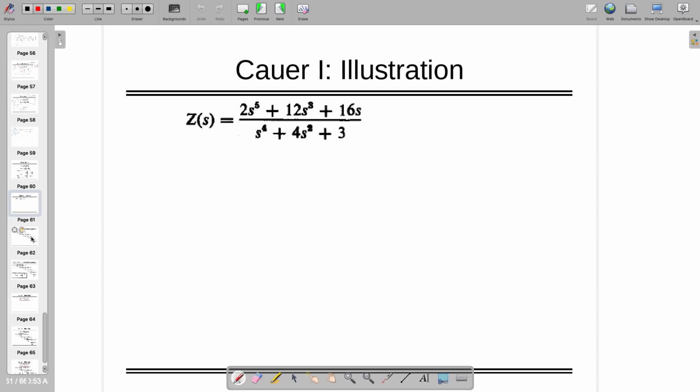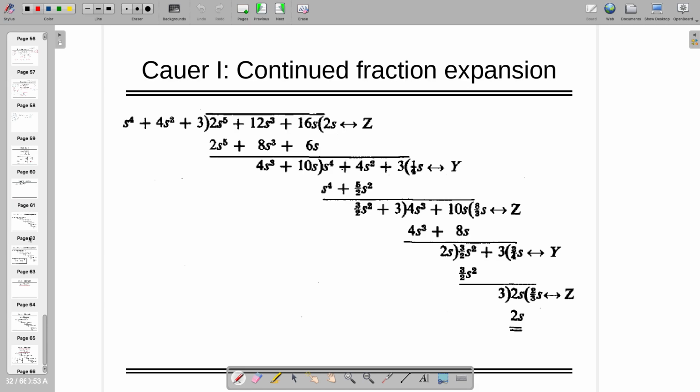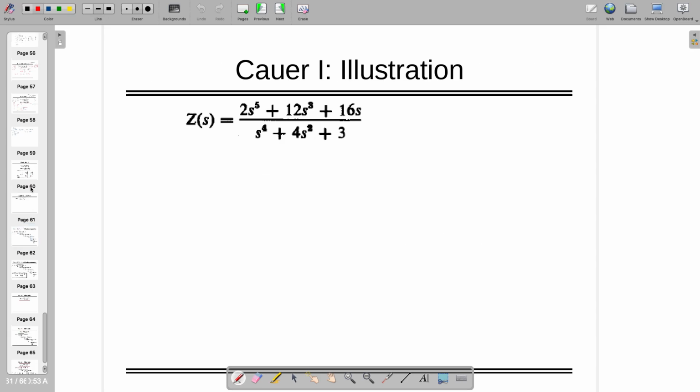Okay. Now, do you want me to solve this Cauer 1? Cauer 1 is the technique which is not going to use partial fractions. It's going to use a different technique called continued fraction expansion. That is very easy. Somebody can volunteer, and today we'll do Cauer 1 and next time we'll solve Cauer 2.